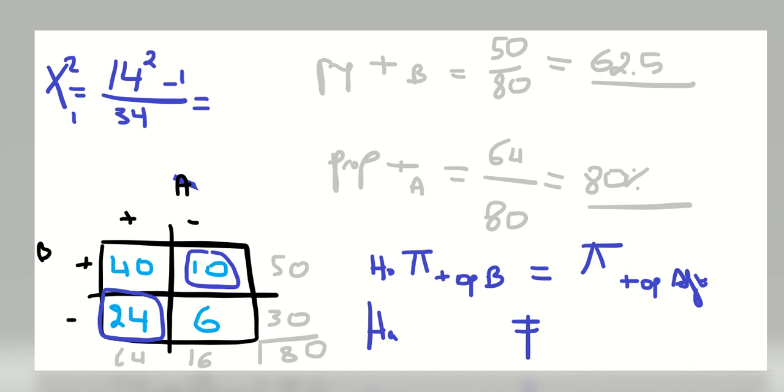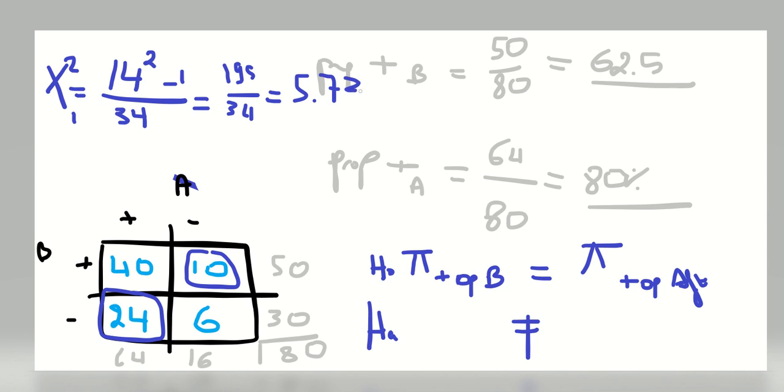Alright, so let's say 14. If you square the 14, you get 196. Minus 1, you get 195. And you're going to divide it by 34. So that will give you 195 divided by 34, which is 5.73.